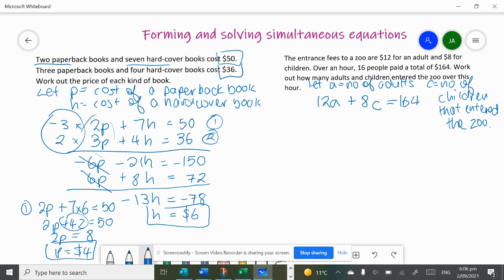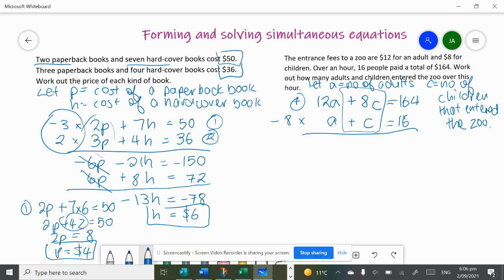We can see another number there, and that other number is 16. So the total number of people that went through in this hour is 16. So that is just A plus C: the number of adults plus the number of children equals 16. So let's look at playing with these equations. I'm not going to touch equation 1 here, but I'm going to times equation 2 by -8, and the reason why I'm timesing it by -8 is so we can look at eliminating our C.